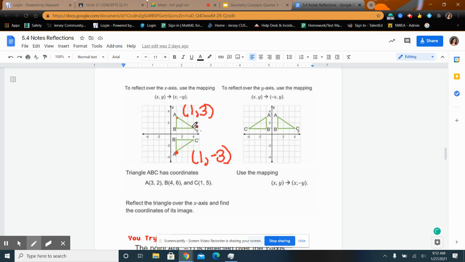The original here is at 4, 1. If you know what the code says, keep the X, flip the Y. So what's the new C prime going to be? Keep the X, -1. Okay?